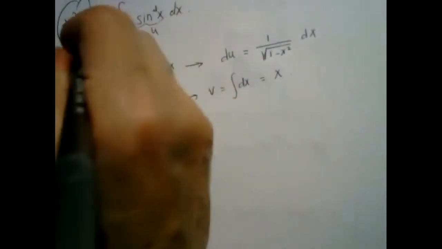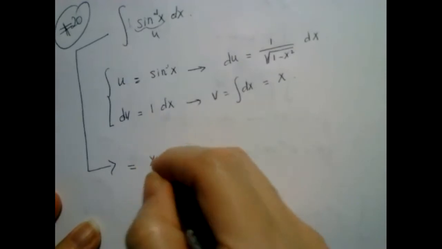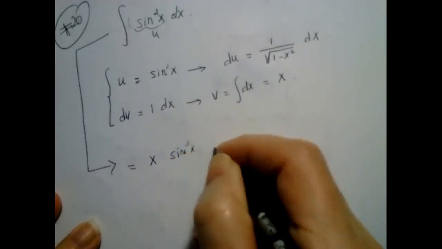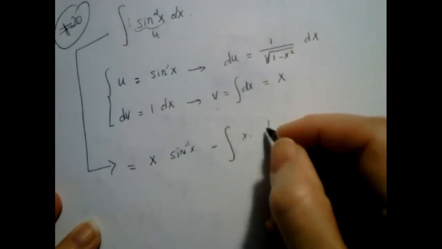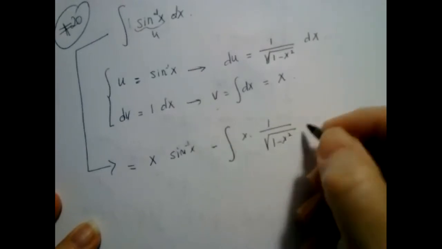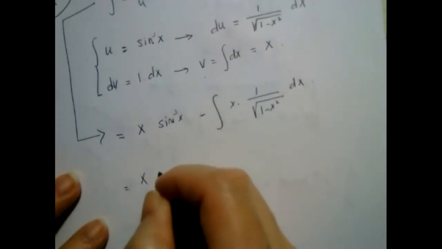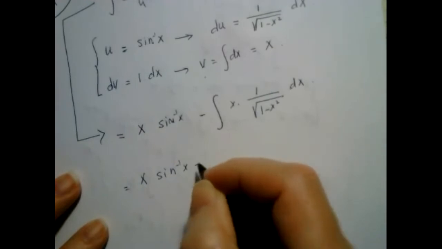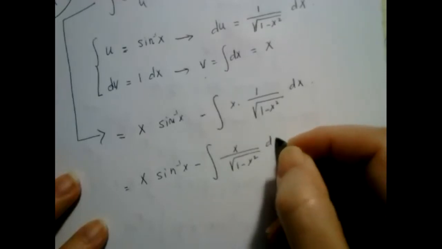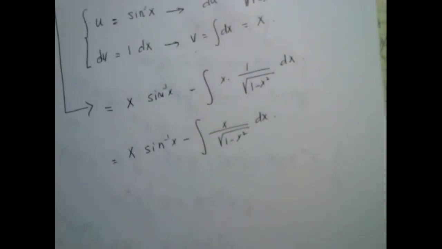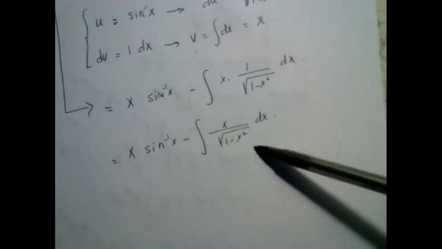And now we apply it. So this is going to be equal to uv minus the integral of v du. V is x, du is that. So it's basically x sine inverse of x minus the integral of x over the square root of 1 minus x squared. All right. Now we transform the integral into another one, basically.